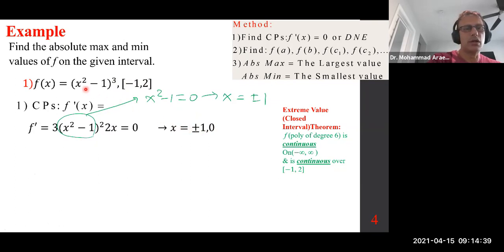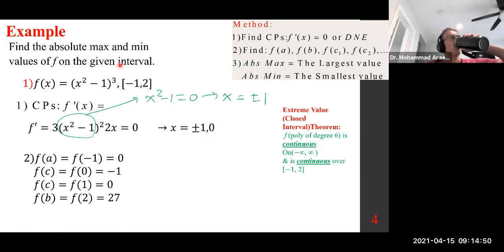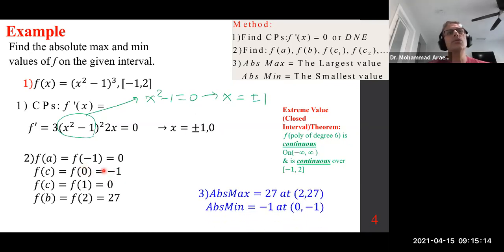Plug into the original function: -1 and 2, those are the endpoints, then +1 and 0, and come up with the answer. What does it mean? The largest number is 27, so absolute max equals 27. If they ask you where, at the pair (2, 27). The smallest one is -1, so absolute min equals -1. Where? At (0, -1). So you want to pay attention to the way they want you to answer. It is extremely important, class, okay? Do they want the absolute max only, or do they want the absolute max at a specific point? So you want to be very careful with that.